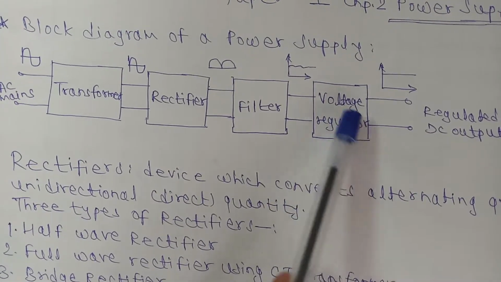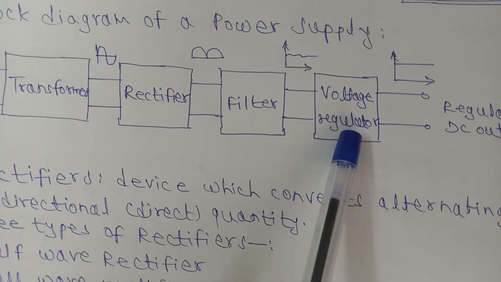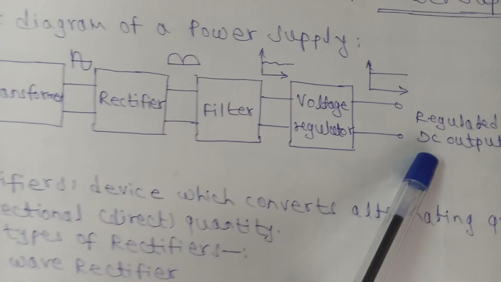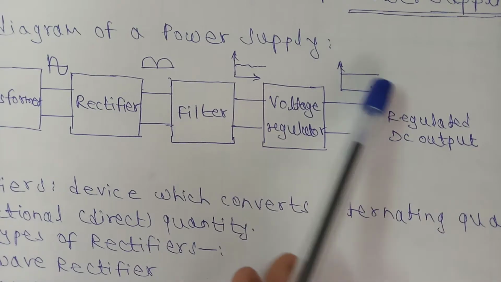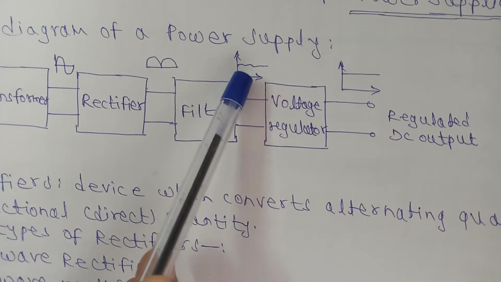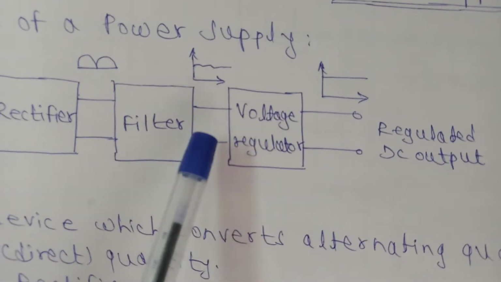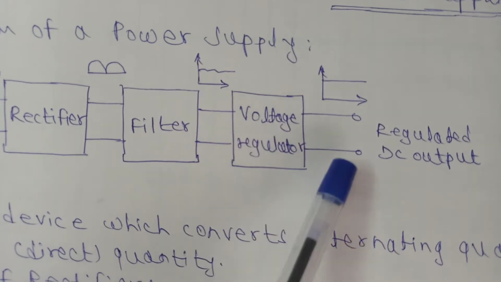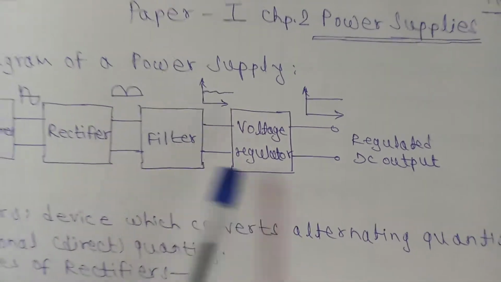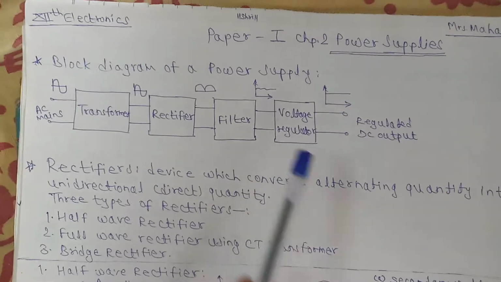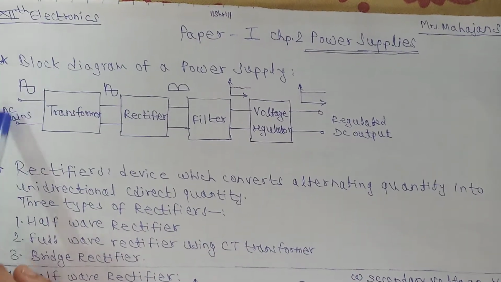Here the last block is the voltage regulator. The name indicates it regulates the output voltage at a constant value. See here we are getting the regulated DC output voltage. The waveform is also a little clearer as compared to the filter waveform. The regulator regulates the output voltage of the filter to get a constant DC output voltage. So by studying this block diagram of the power supply, you see how to get the DC power supply from the available AC mains.